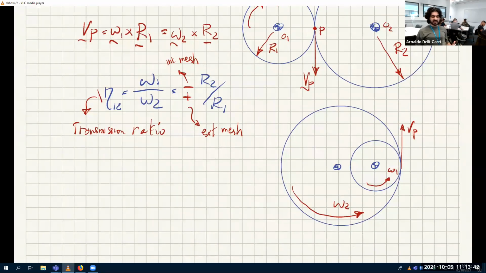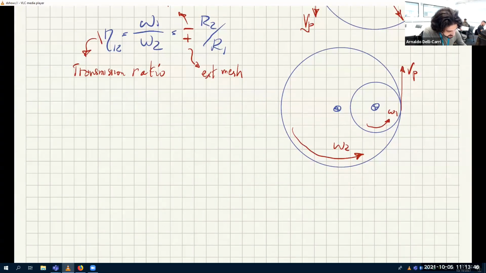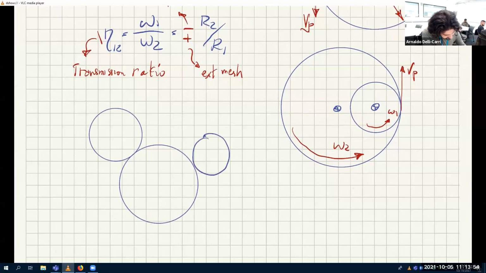Let's have a quick example, very quick. What happens if I have a gear train? This is called a simple gear train because you have 3 gears, and you are driving one. This looks like Mickey Mouse. I don't want the Disney lawyers to sue me.